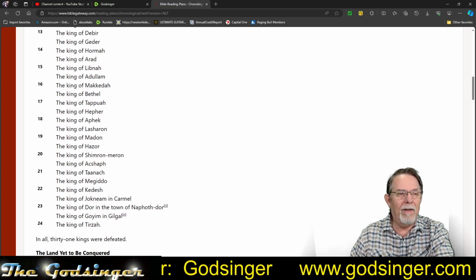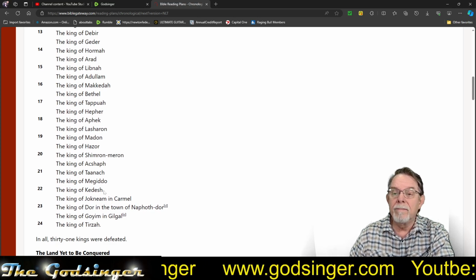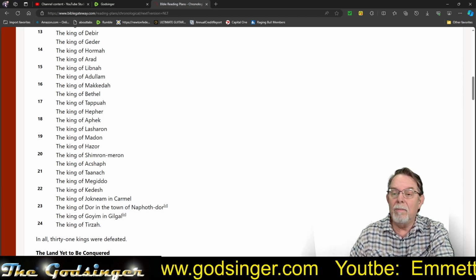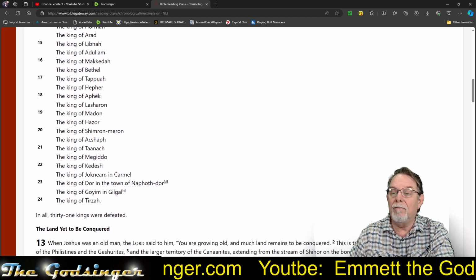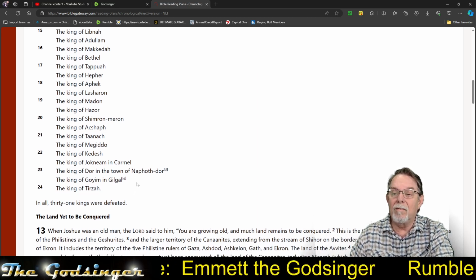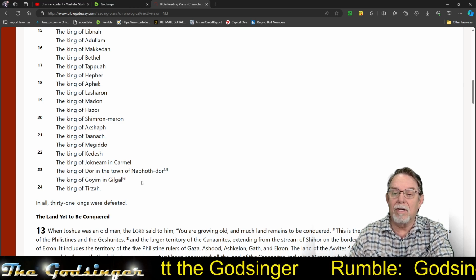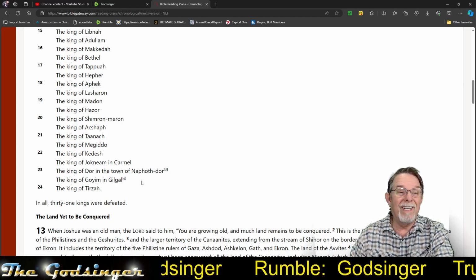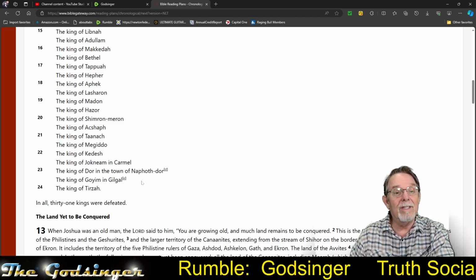That's where the final battle is supposed to be, Megiddo, right? Kedesh, Jokneam in Carmel, Dor in the town of the king of Goyim in Gilgal, and the king of Tirzah. In all, 31 kings were defeated. 31 kingdoms, and these were huge cities.